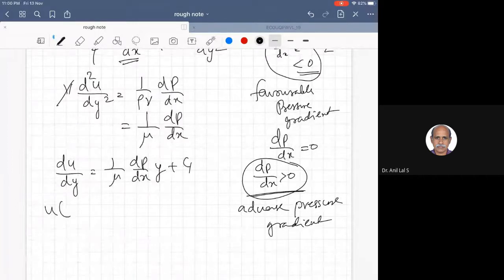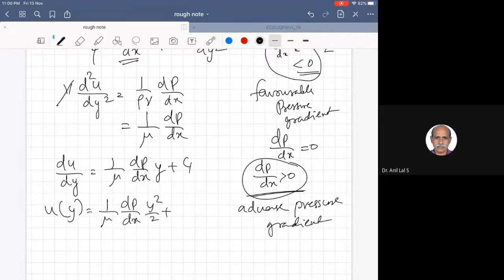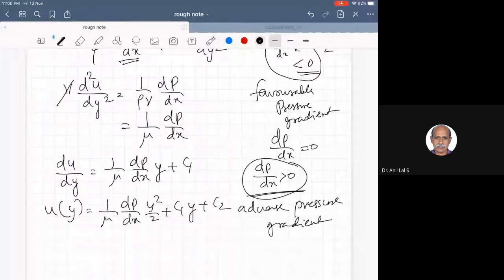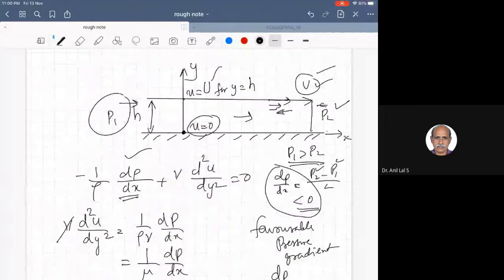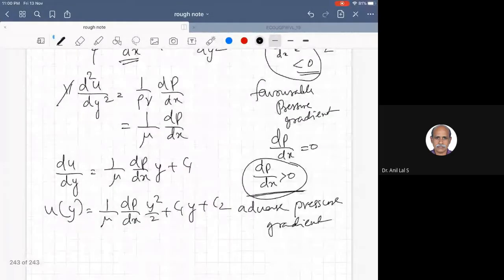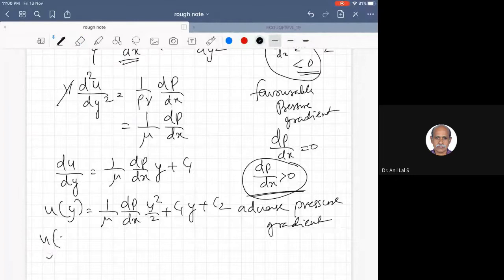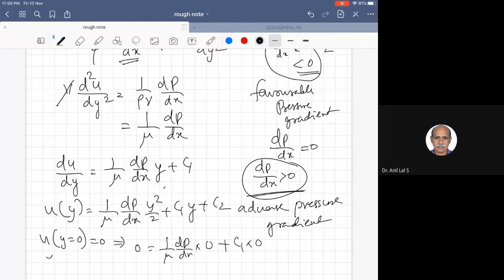and once again integrating, you get u of y is equal to 1 by mu dp by dx y squared by 2 plus c1 y plus c2. So we have got two constants, and they can be evaluated by using these two conditions. We have u of y equal to 0 is equal to 0. That implies 0 is equal to 1 by mu dp by dx into y squared, which becomes 0, plus c1 into 0 plus c2. So this implies c2 is equal to 0.